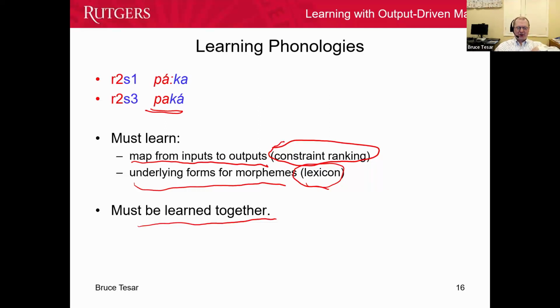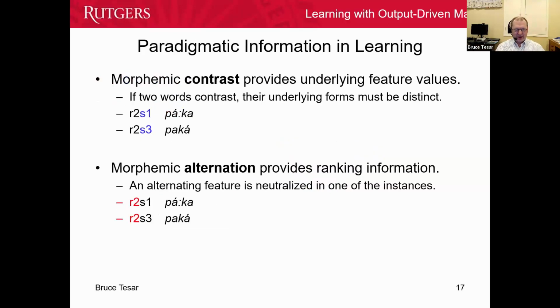So the key thing here is, in order for learning to succeed, the learner's going to have to figure out how to play the learning of the ranking and the learning of the underlying features off of each other. They interact. The learner has to be able to solve them both together. And so to do that, my argument is that they have to attend in one way or another to two key types of paradigmatic information. Okay, one's called morphemic contrast. And morphemic contrast is particularly useful in identifying underlying feature values. And this gets back to the question of why do we have the underlying features in the first place?